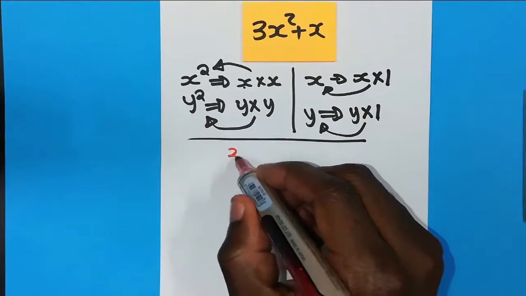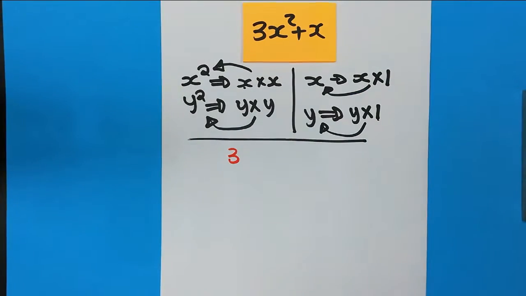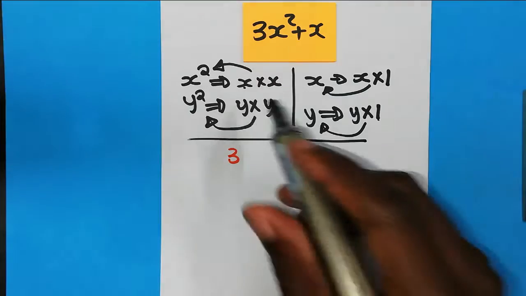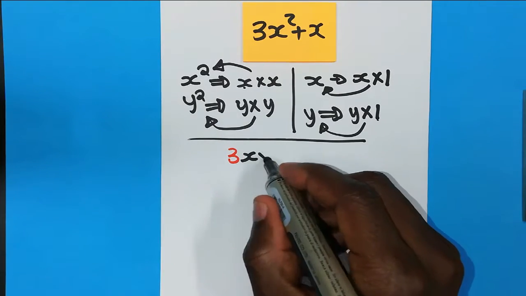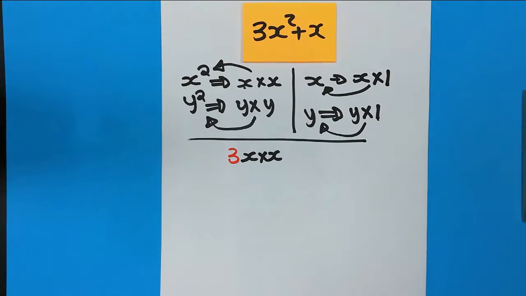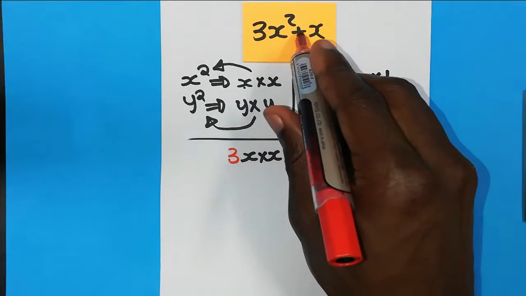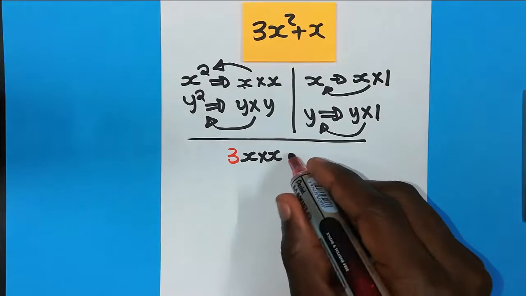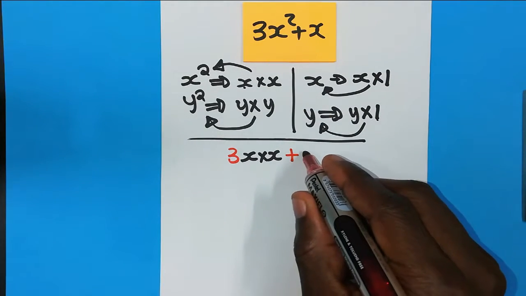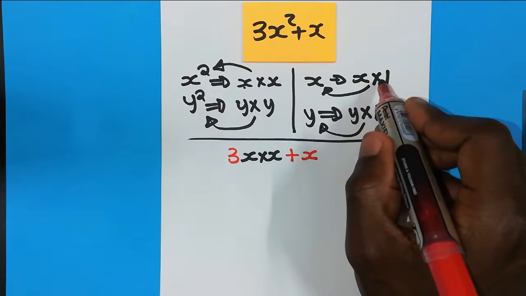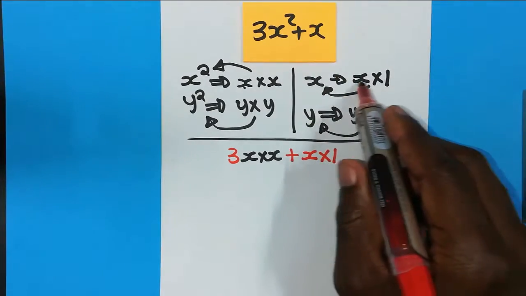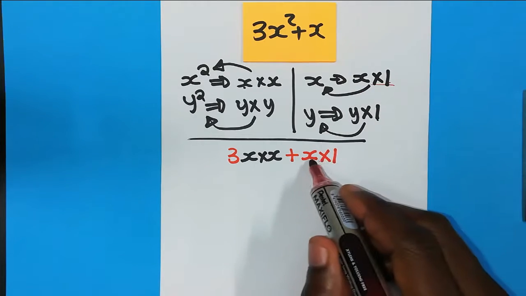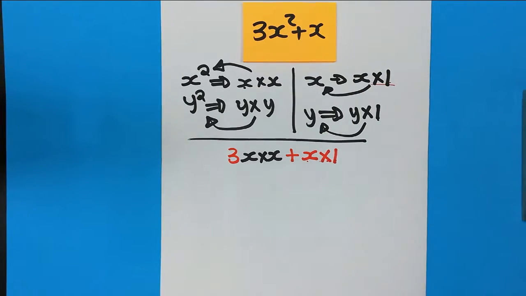So we have 3x squared. Now, how are we going to express x squared? We express it as x multiplied by x. Good. And what about that other x? That x is expressed like this, x multiplied by 1.